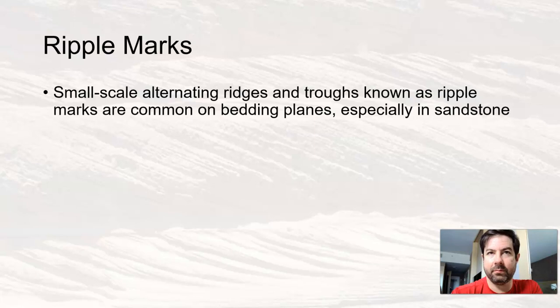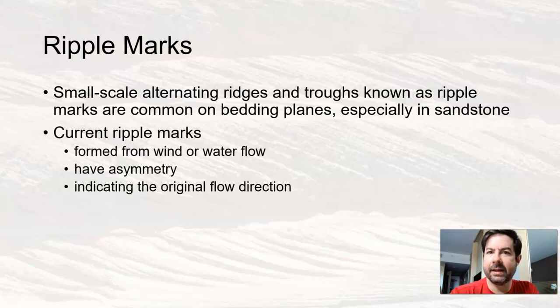We also have structures called ripple marks. These are kind of what they sound like, small ripples in sedimentary rocks. Usually you'll see these on the bedding planes themselves. It's a series of ripples, ridges and troughs, usually best seen in sandstone. That's where I've seen most of them. They can form from wind or water flow. They can have asymmetry, and they can indicate original flow direction. So that's current ripple marks. They're asymmetrical. Wind current or water current pushes these things, and they show you the direction of flow.